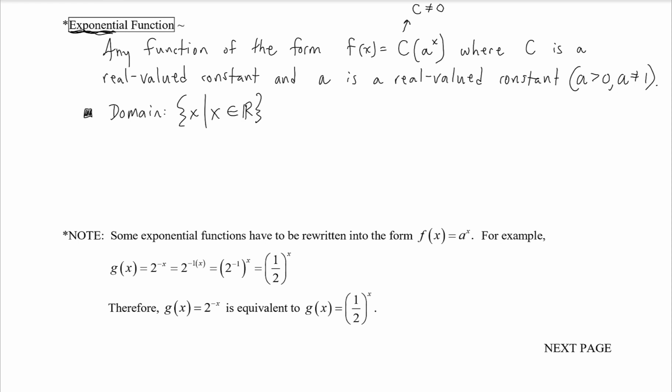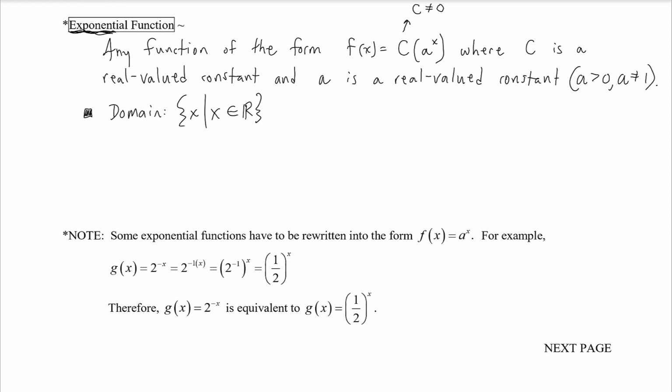That's not going to be true for the range, though. The range, well, if a is positive, a positive number to any power is never going to be negative. So if c is positive, this will always be positive, so the y value will always be positive. But if c is negative, then a positive number times a negative is a negative. So depending on what c is, that'll change the range.